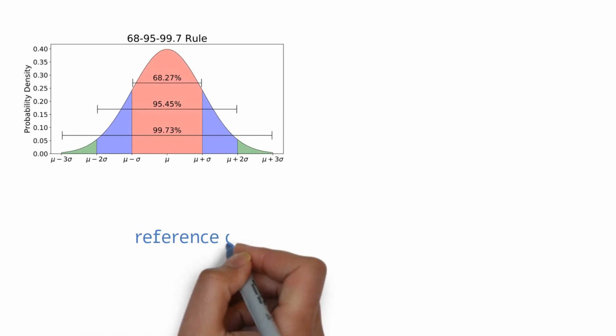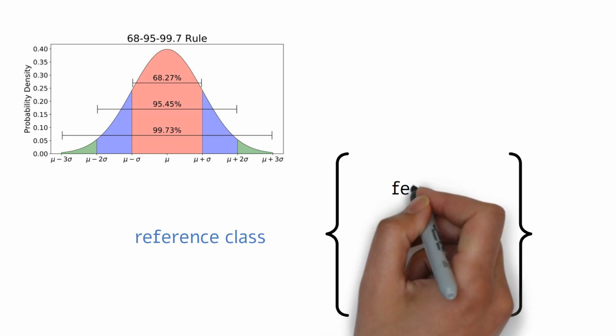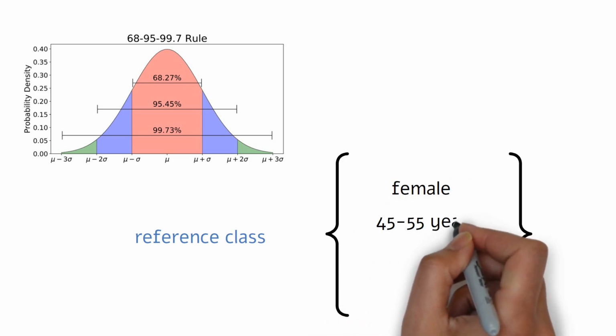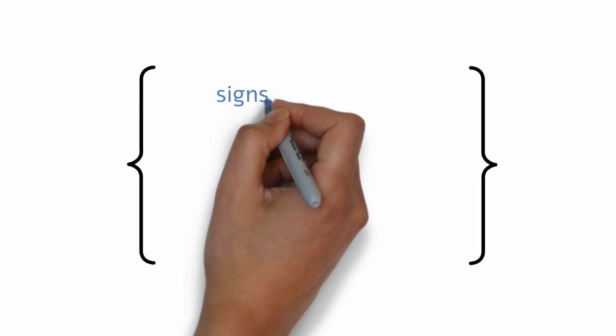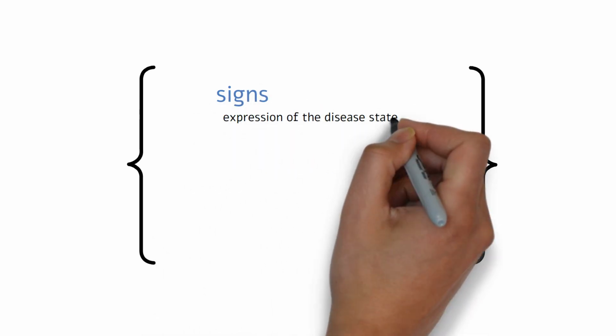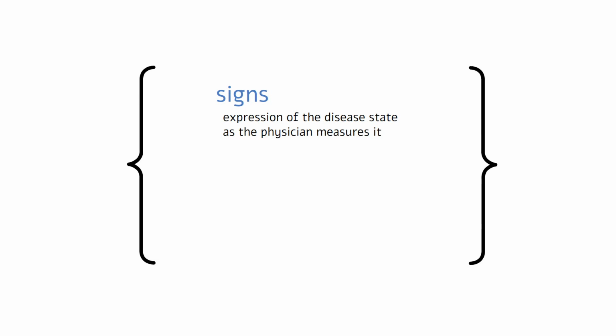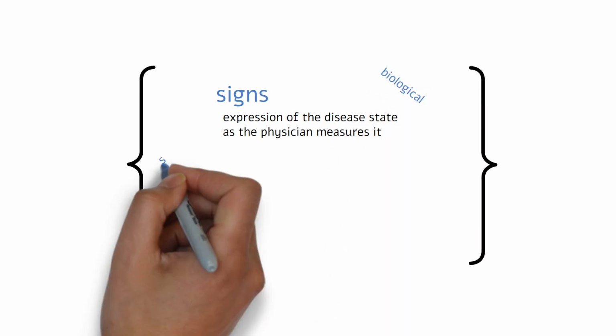We select a reference class of organisms with uniform function design, like an age group or sex, whatever makes sense for the kind of data we're looking at. We chart out the average function of those organisms, and disease is that state where the function is significantly diminished. From this position, we're going to be most interested in patient signs, that is, the expression of the disease state as the physician measures it.